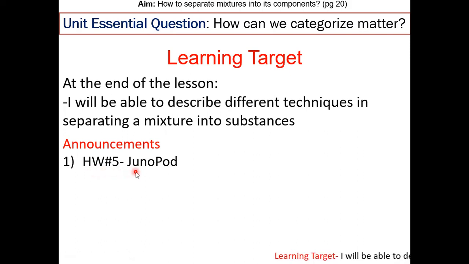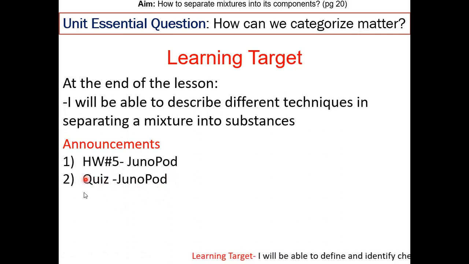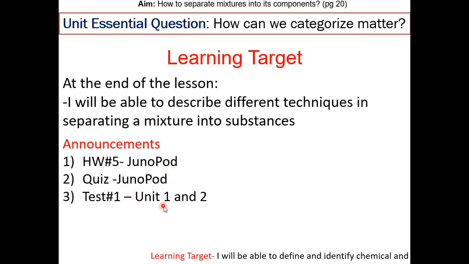Announcements: Homework number 5, which will be a Juniper assignment. There will also be another quiz, which will also be on Juniper. This is based off the previous lesson and this lesson. The first exam will be on Unit 1, Matter, and Unit 2, which is Measurements.